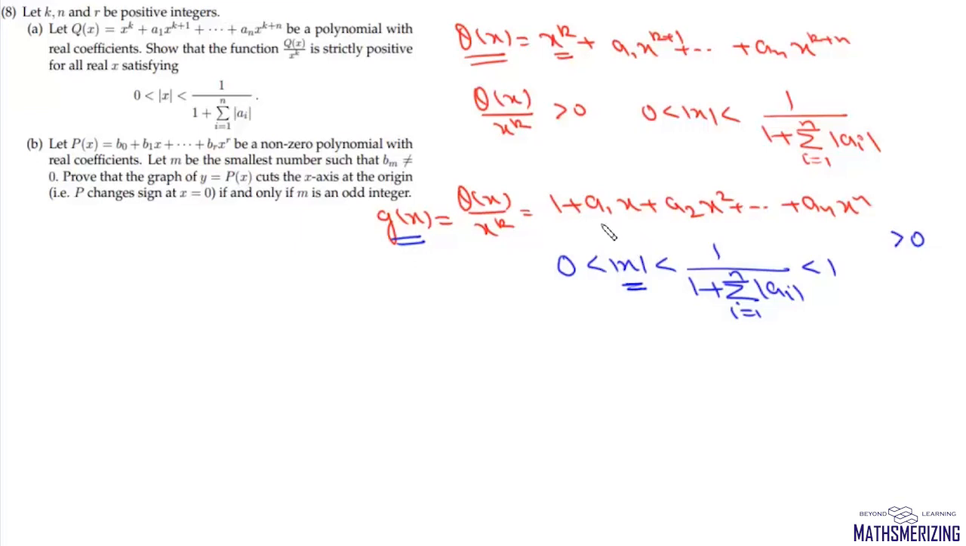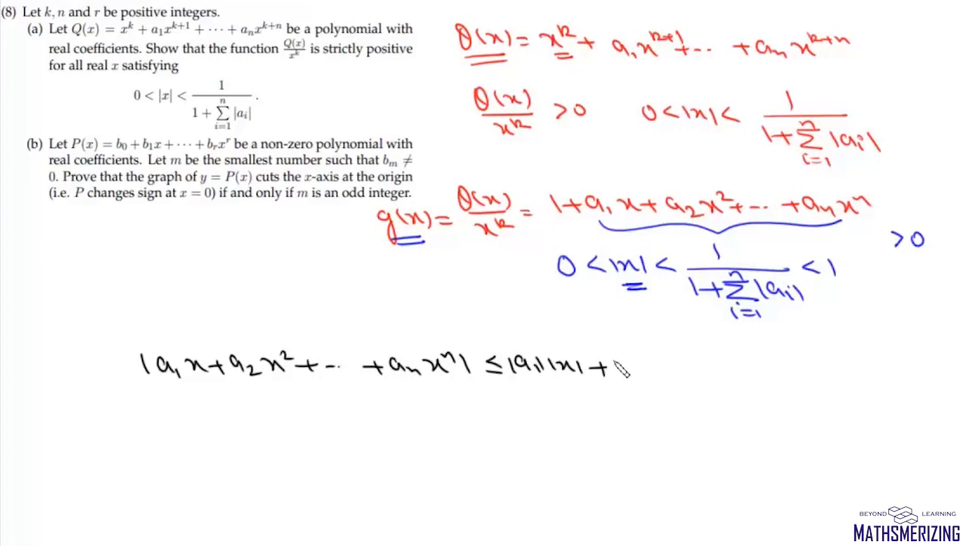What we'll do is we'll take up these expressions. So we'll say mod of a1x plus a2x square plus ... plus an x to the power n is always less than or equal to mod a1 mod x plus mod a2 mod x square plus ... plus mod an mod x to the power n.